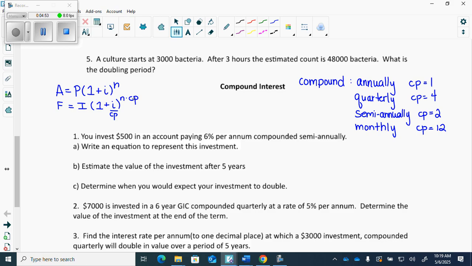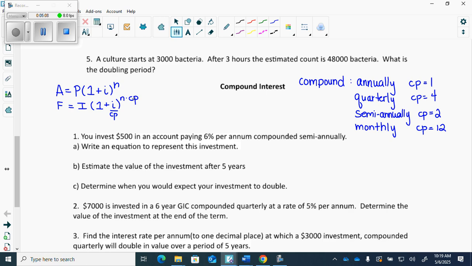The formula they give you, if they do give you one, won't have the CP's in it. It's just going to say I is interest per compounding period. So you're going to need to know that you're dividing those out. And they'll say N is number of compounding periods, not years, right? So then you have to times it.